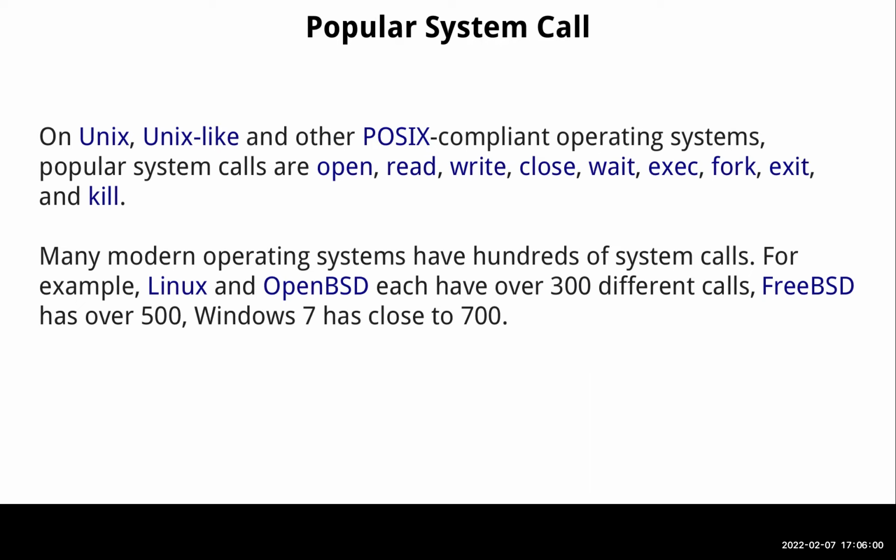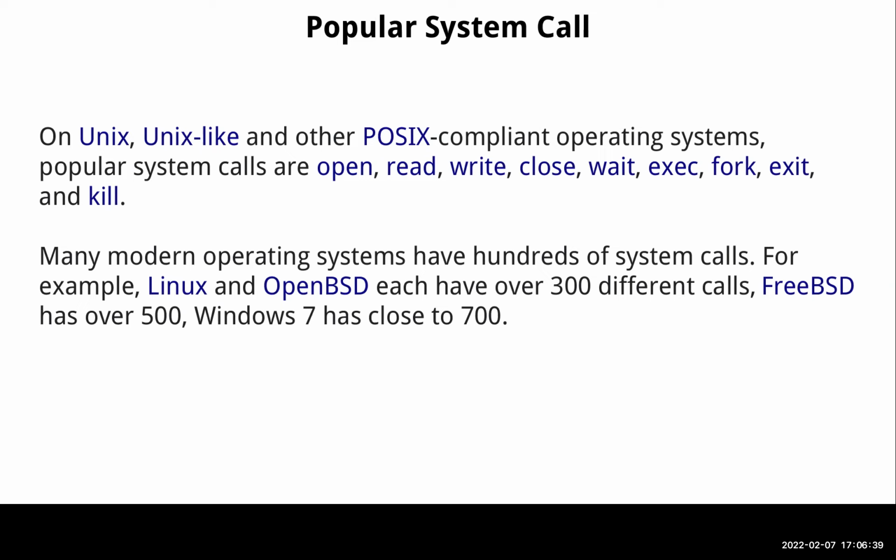On Unix or Unix-like operating systems, like the Linux we usually use, there are many system calls, 300, 400. Windows actually has more. Windows 7 already has like 700 system calls. There are some very powerful system calls that every application will use, like open, which opens a file descriptor. After open, you can do read, write, and close.